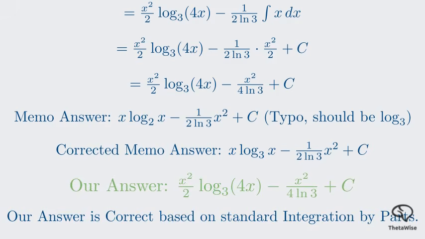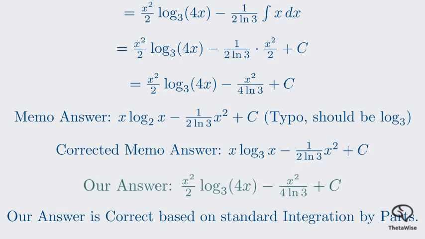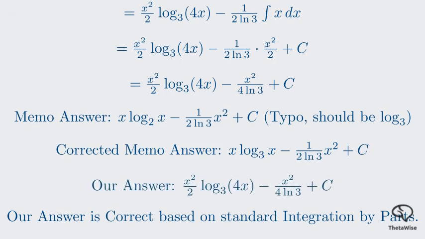Therefore, our answer of x squared over 2 log base 3 of 4x minus x squared over 4 ln 3 plus c is the correct result of integrating by parts using the LIATE rule.